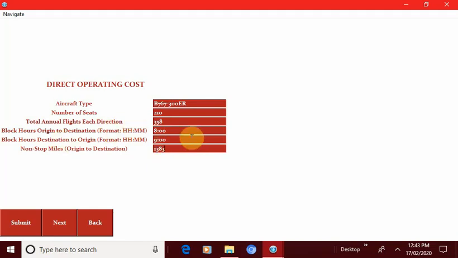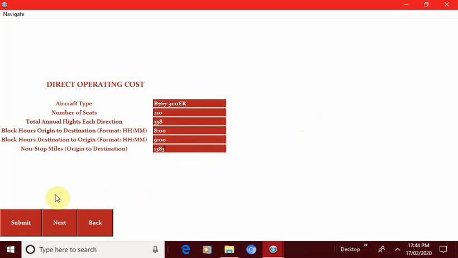So when this data is the input, and when I click the submit button, in the back end there will be statistical calculations done. ASM will be calculated, RPM will be calculated, average passengers per flight will be calculated, annual flights, passenger yield, and all the statistical calculations will be done.